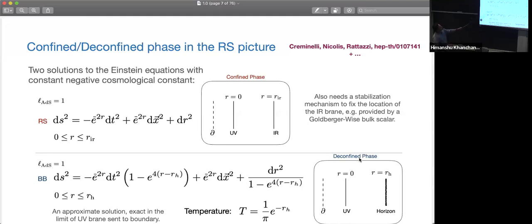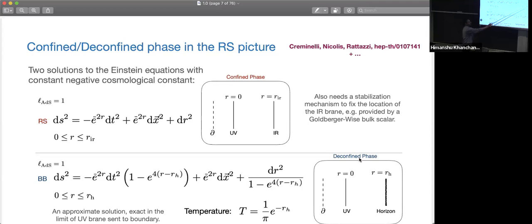So these are the two solutions of Einstein's equations with a constant negative cosmological constant. One is just the usual metric you might have seen. This is the RS metric, where this coordinate R goes from 0 to R_IR, and it's chosen in some way. And the picture is this. So there is the boundary of the AdS space, which is denoted by this.